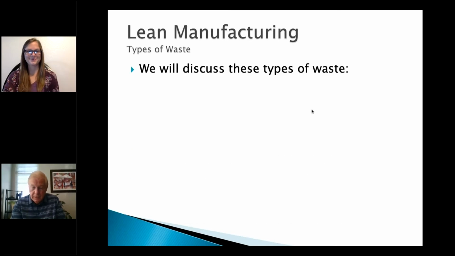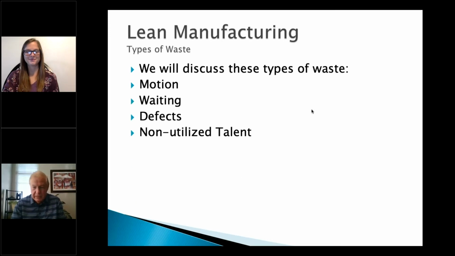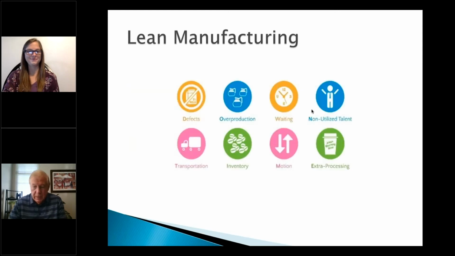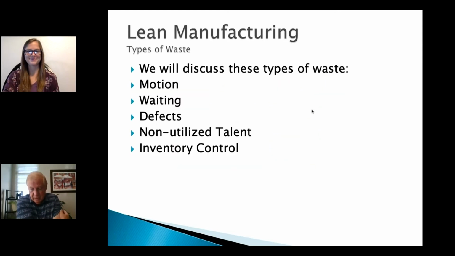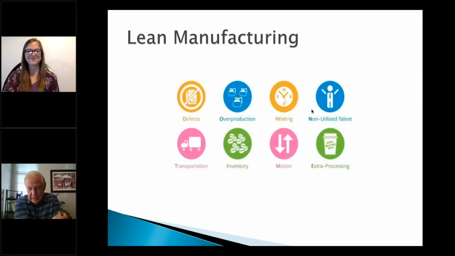Now, there are a number of different types of waste that we're going to talk about: motion, waiting, defects, non-utilized talent, and inventory control. There are a couple of others that don't necessarily apply just to manufacturing, and we're not going to talk about them today. But you can see on the little graph that there are 8 different ways that you can waste. So I think that's important.